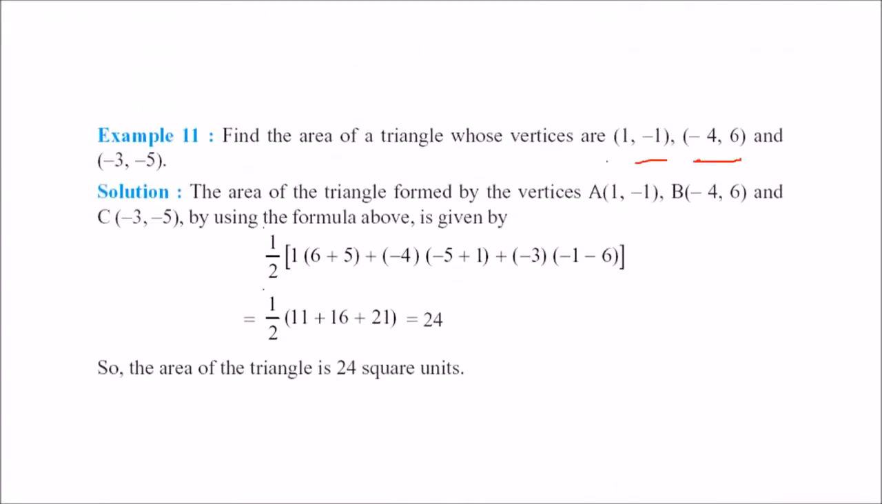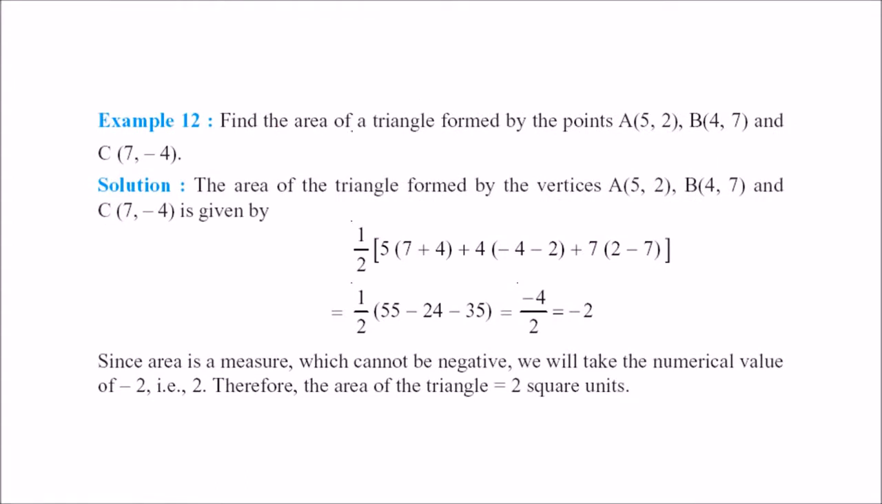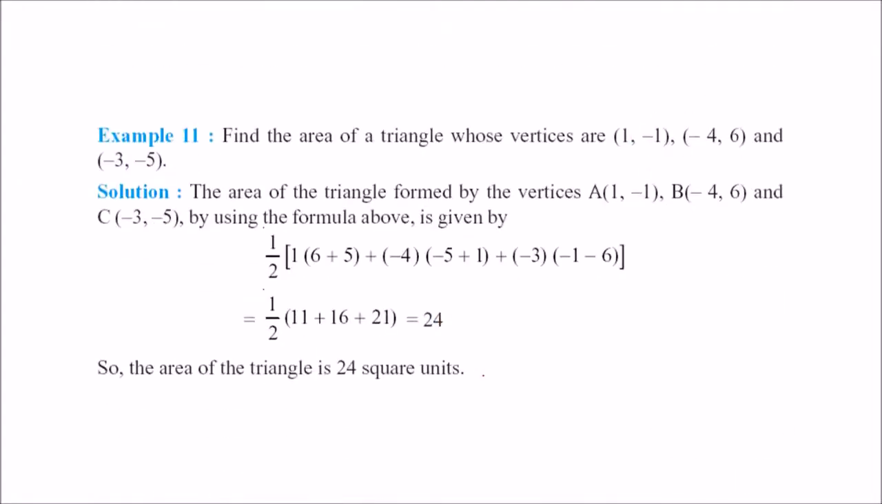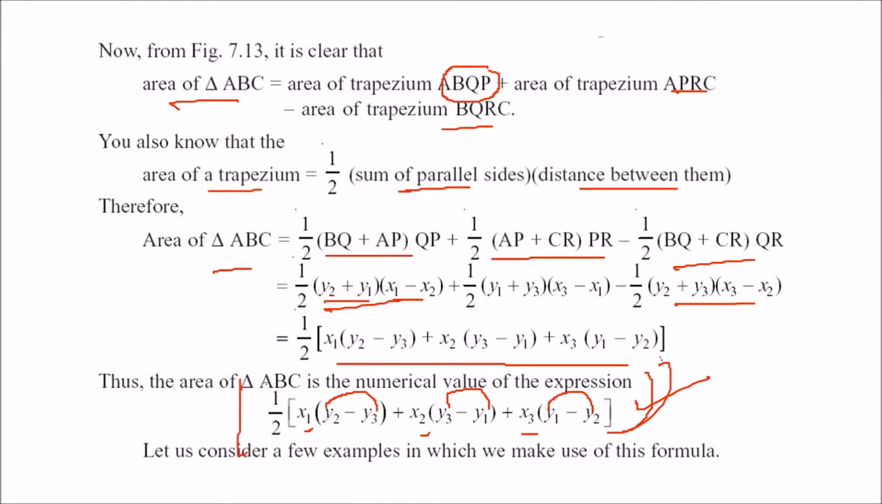So if you have the vertices, these three, we can place these vertices in this formula, and you can get the area as 24 square units. Area comes in square units. Now if you have to find the area of a triangle, the points are here, so you can just find out, and you see that the area comes to -2, but the area cannot be negative. So this particular expression is always a mod, which means you will always take the positive number. So -2 will become 2. So let me change it. This is the area of the triangle with a modulus sign.